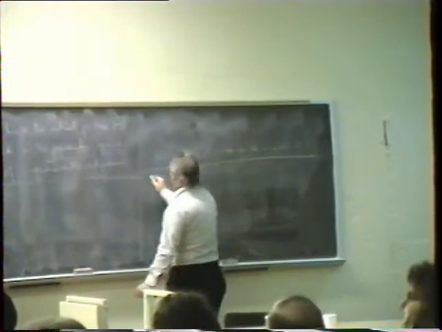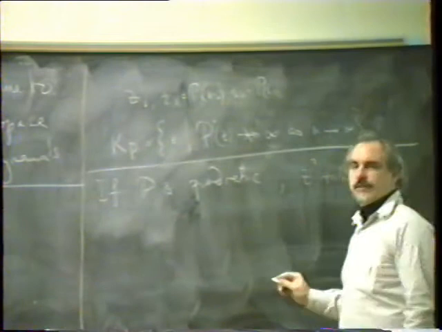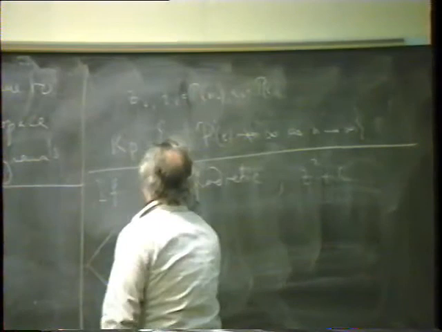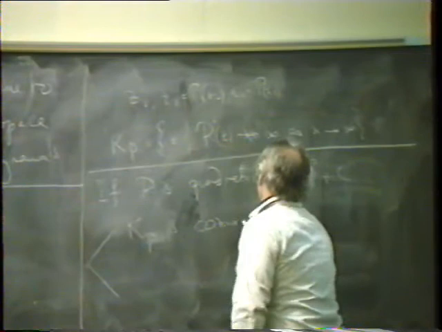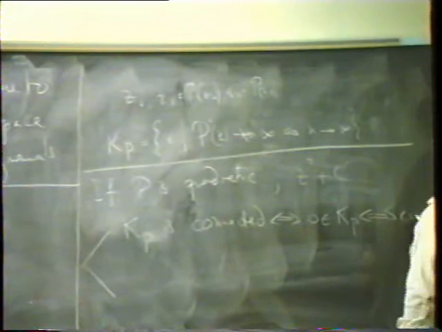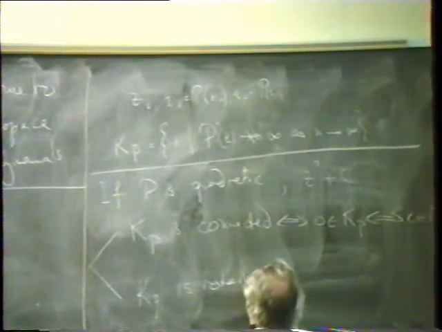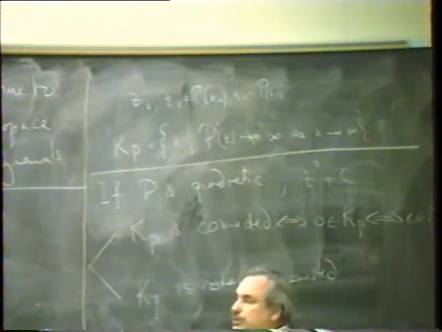Then, if P is quadratic, in which case it can always be written in the form z squared plus c, it is then true that there is a dichotomy. Either K_P is connected, and that occurs if and only if 0 is in K_P, which is another way of saying if and only if c is in M, if it's one of those black points of the Mandelbrot set, or K_P is totally disconnected, which occurs if and only if c is not in M.